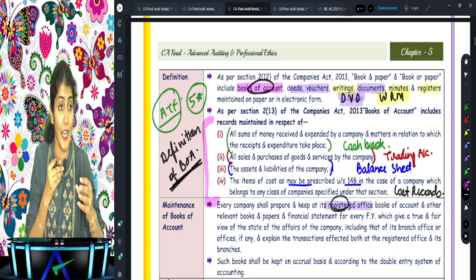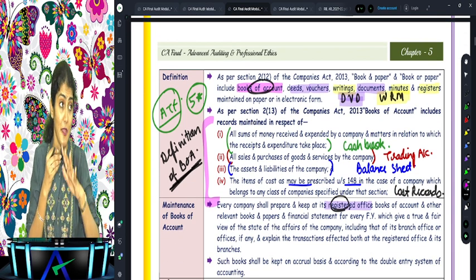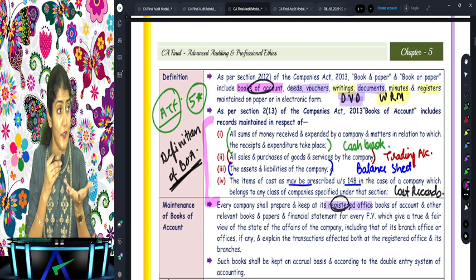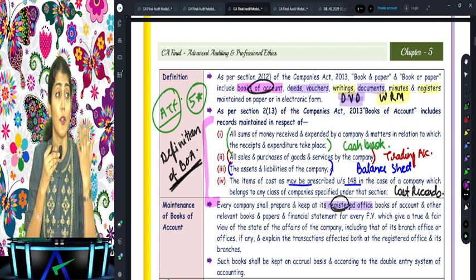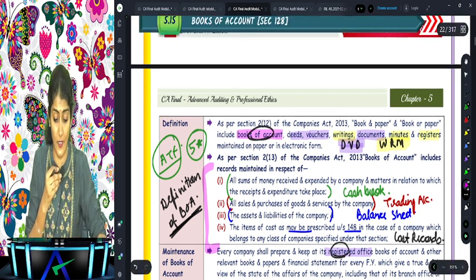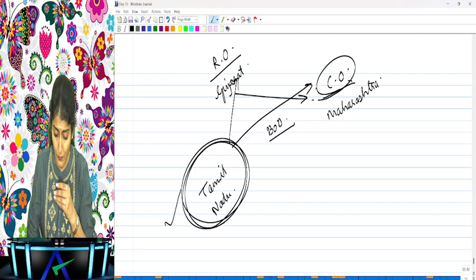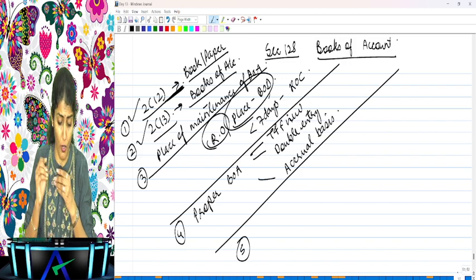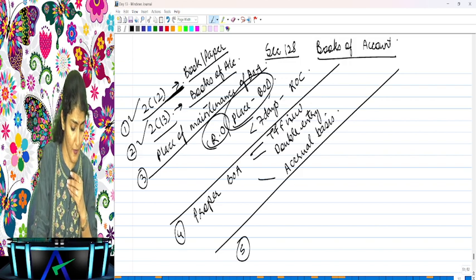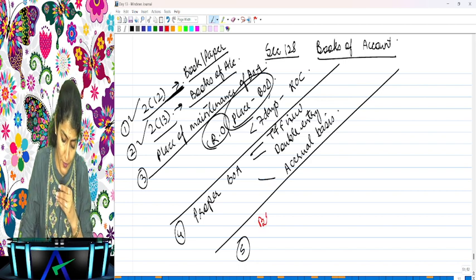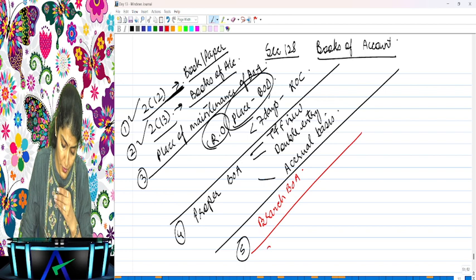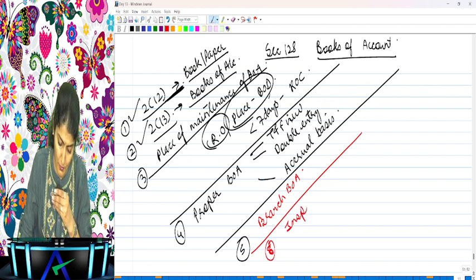Maybe directly at the final level there may or may not be a question, but indirectly, if we don't know these basics, there are many other MCQs or questions which we are not able to solve. So what is it? One, the definition of book and paper, then the place of maintenance of books of account, then what we mean by proper books of account, then we talked about the branch books of account, right? Then we talked about the inspection of the books of account.